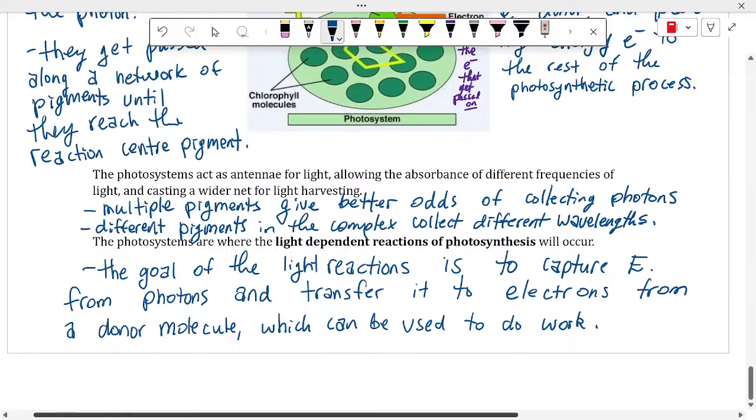And eventually, where are those electrons going to end up? What's the last thing that's going to get reduced in this process? What does photosynthesis make? Sugars. So in the end, we know that this is going to be a series of redox reactions, right? We know that it's just going to be a series of electrons getting passed on.